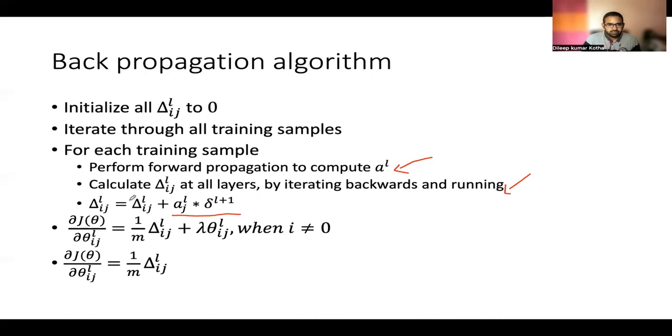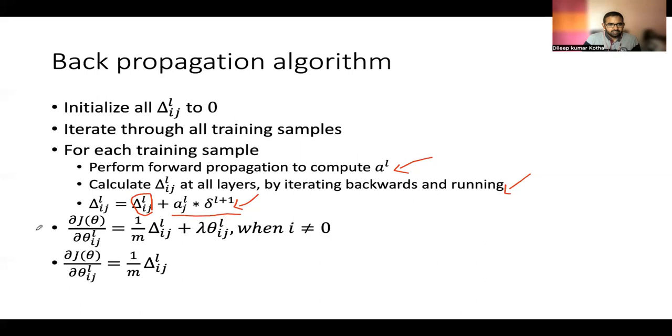Initially, this delta will be 0, and this value will be computed for the next layer. And the second time, for the second training sample, this delta^l_ij will be pre-filled. So this delta^l_ij will keep adding up all the error values together for a particular weight, or for a particular theta parameter.